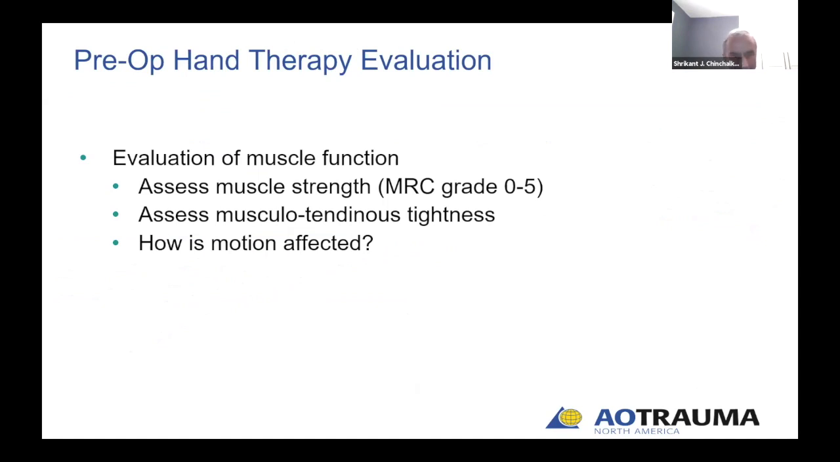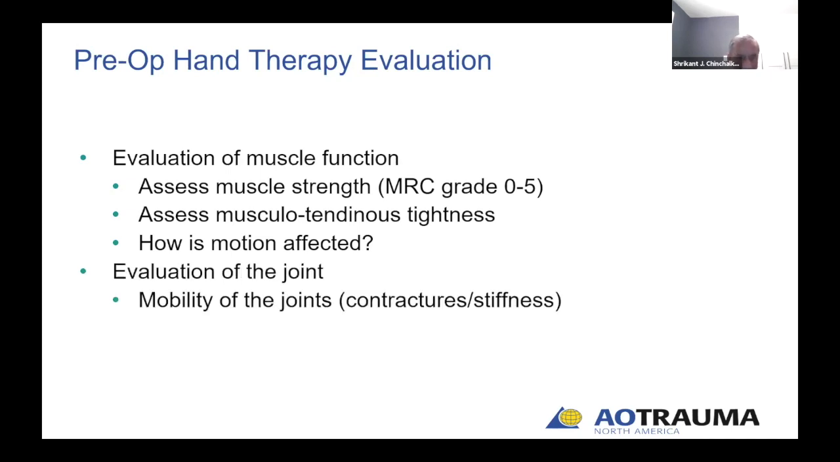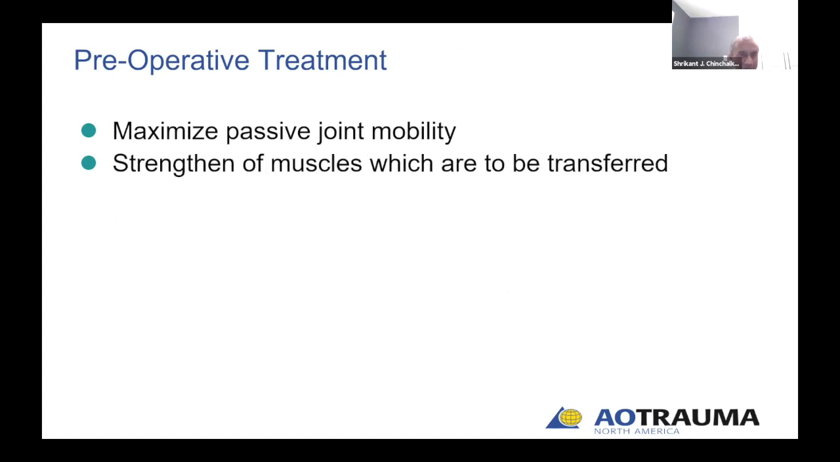We need to look at the muscle function in terms of MRC grade. We have to identify muscular tendinous tightness, if there is any, and how the motion is affected. On top of that, as everyone said, joint mobility is the key, because if the joints are not supple, then the transfers will have difficulty getting activated. So we prefer to see these patients preoperatively because then we can maximize passive joint mobility.